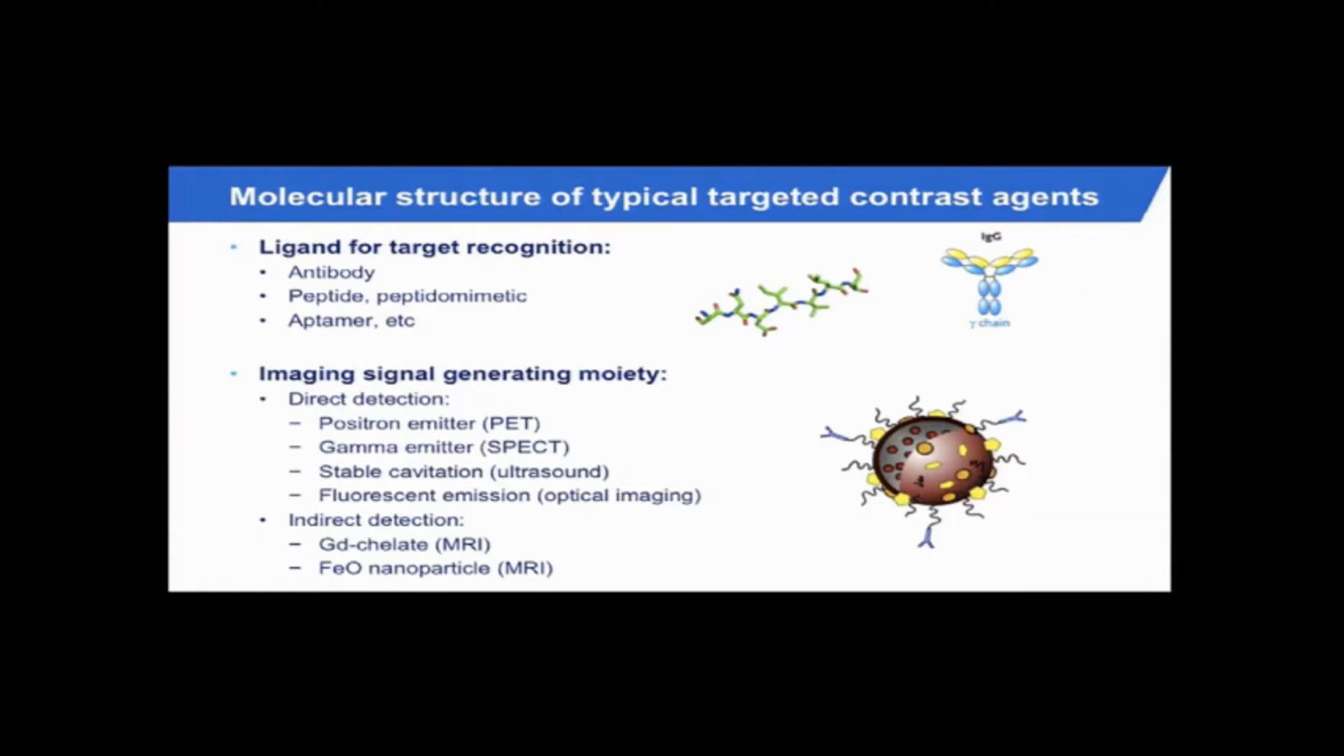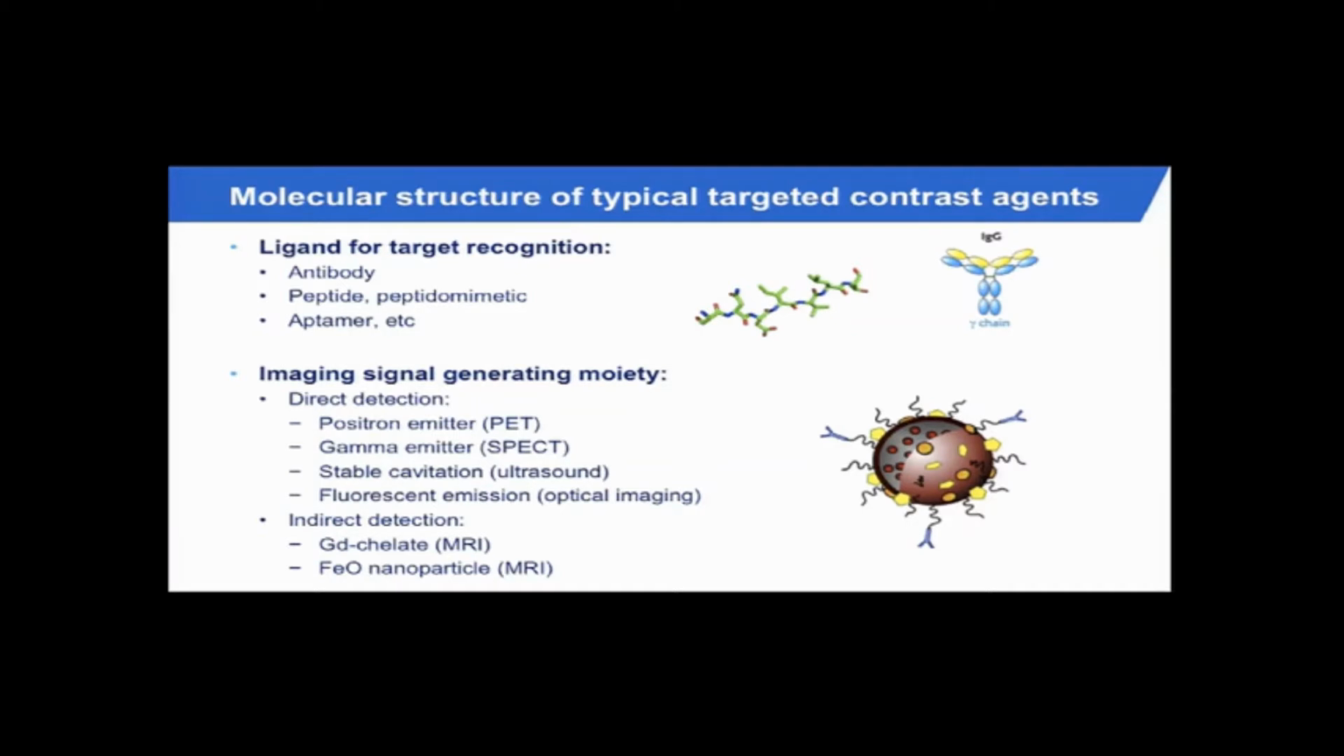So, let's now talk about the contrast materials themselves. Of course, we need some sort of recognition. And depending on the sort of material that we want to target, we quite often make use of antibodies, peptides, aptamers, etc. And these, of course, need to be linked to agents that are going to generate an imaging signal. And then it depends, of course, a lot on the imaging modality that we're going to use.